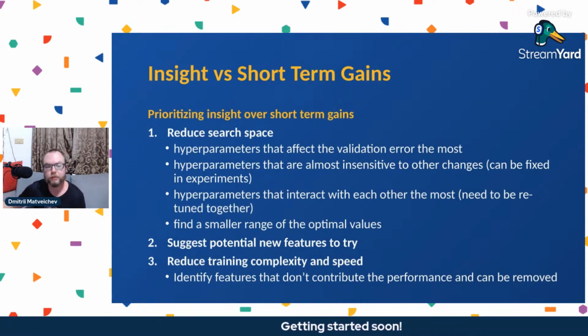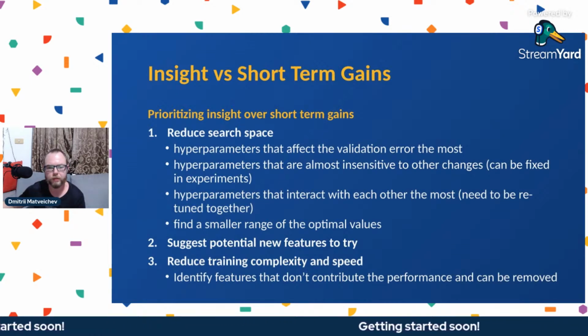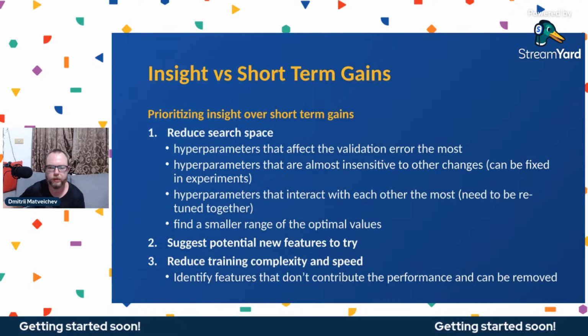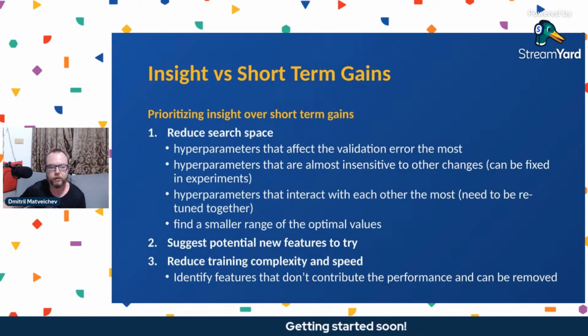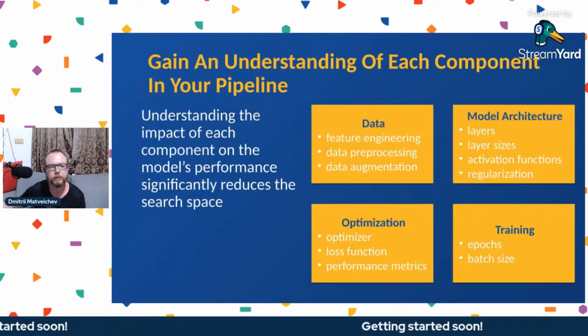Okay. And overall, while you are trying to get insight into the problem, you may find some potential new features to try and maybe implement some new parts of the model, end up with very good performance, maybe even write a paper or something like this, or maybe make your customer very happy because you have a state-of-the-art model. And also, I'll show later, you may be able to reduce training complexity and increase the speed of the model by removing some parts that don't contribute to performance at all.